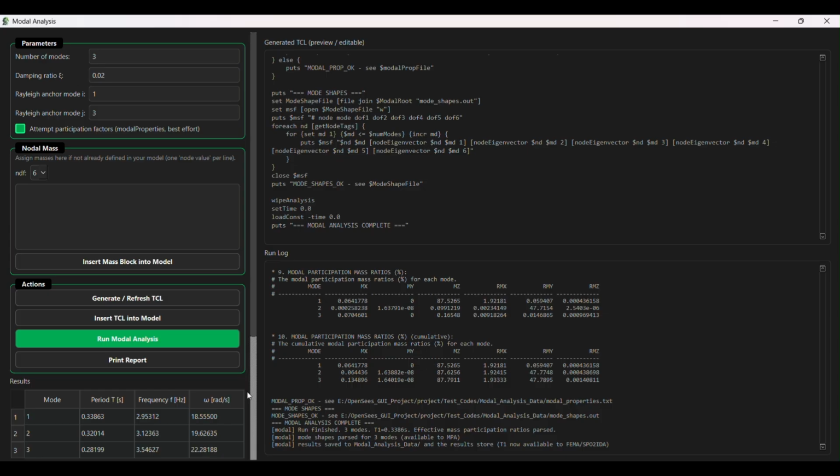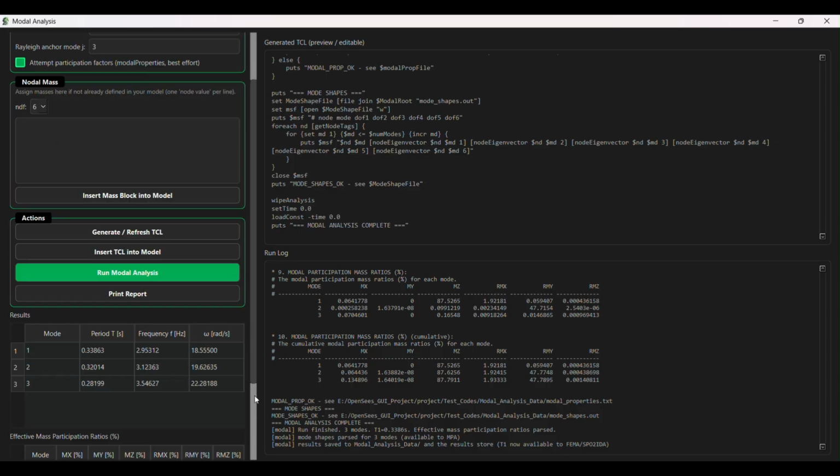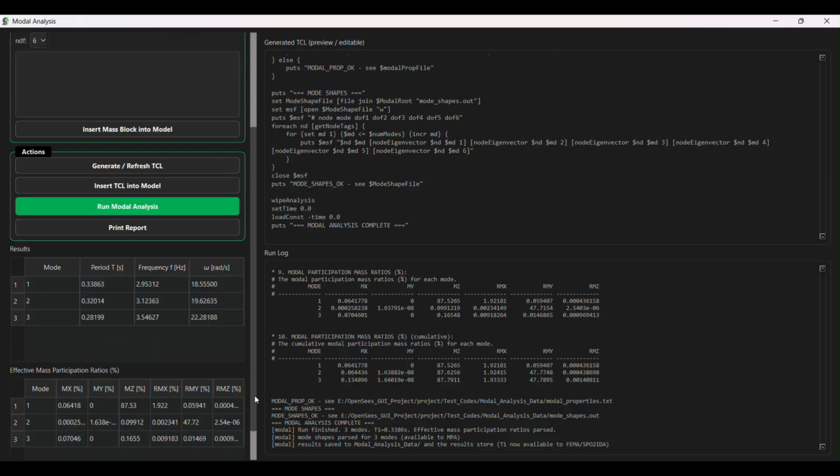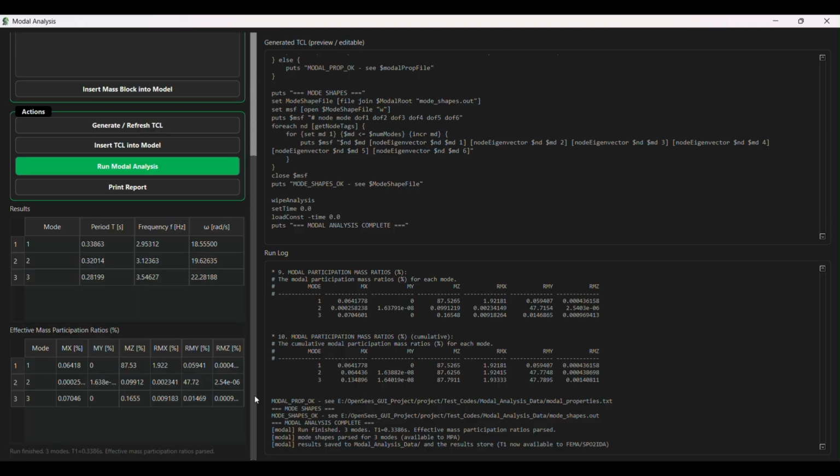Results populate 2 tables. The first lists mode period T in seconds, frequency in hertz, and angular frequency in radians per second for each extracted mode. The second, effective mass participation ratios, shows what percentage of the structure's total mass each mode captures when participation factors were successfully computed. This is the check for whether enough modes were extracted. A common target is 90% or more of the total mass in the direction of interest. If that threshold isn't met, more modes need to be extracted, not just more confidence in the ones already computed.